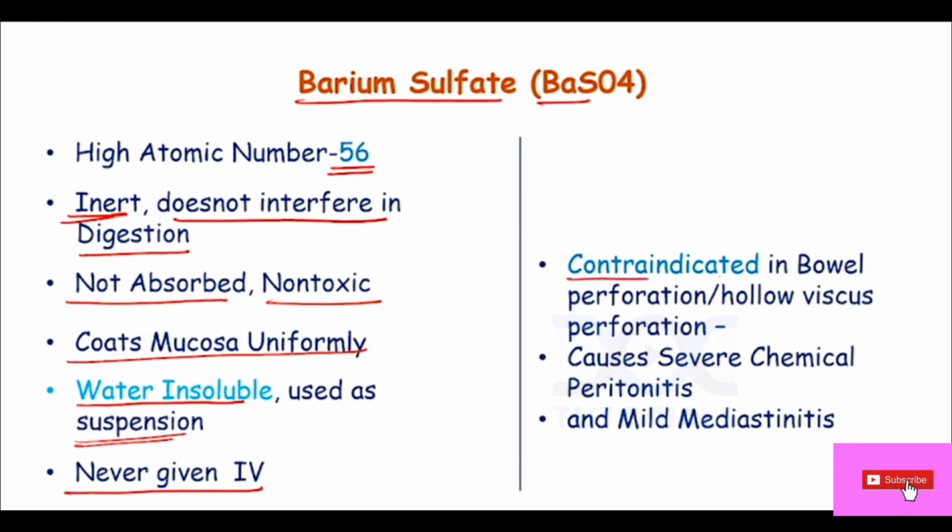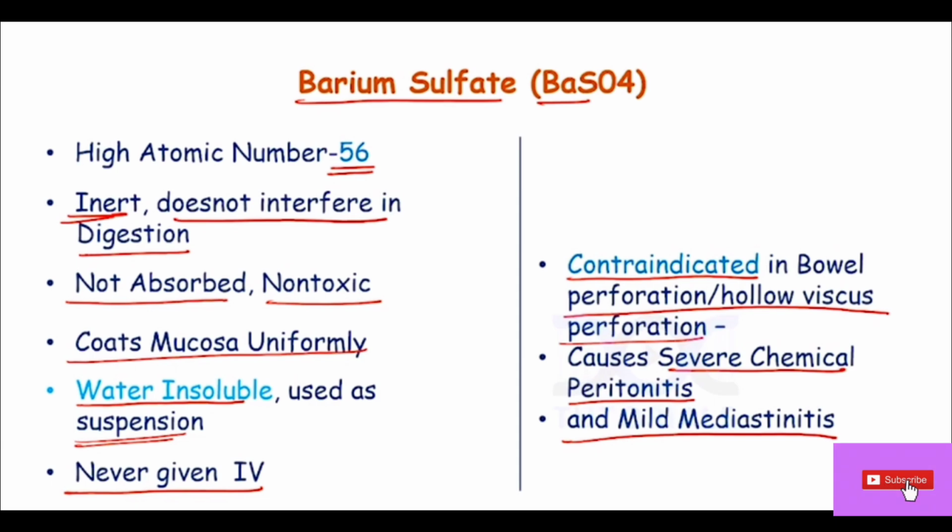Barium is an absolute contraindication in patients with bowel perforation or hollow viscus perforation. Remember, barium causes severe chemical peritonitis, and that is the reason it is avoided in patients with hollow viscus perforation or in cases of bowel perforations. It can also cause mild mediastinitis, so avoid this usually in esophageal perforation also.